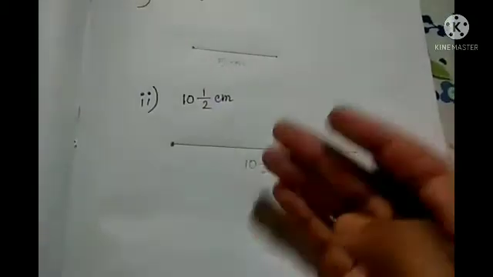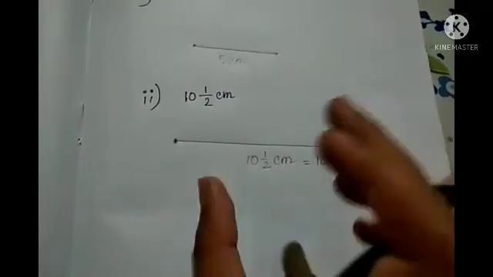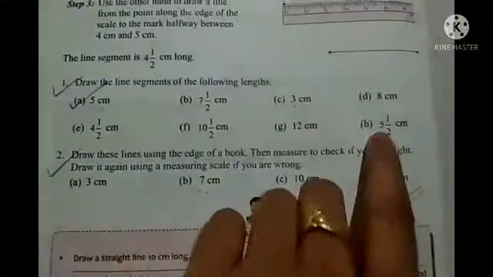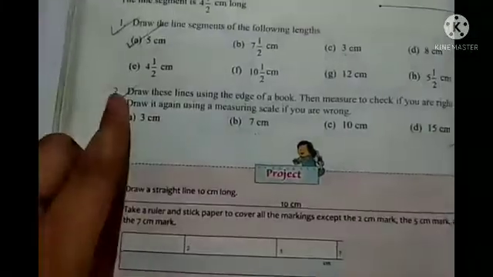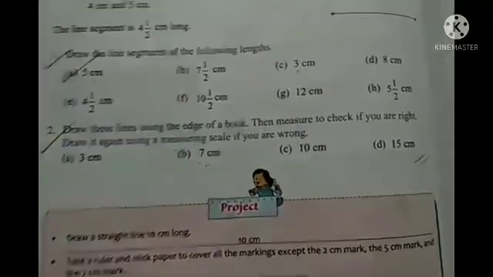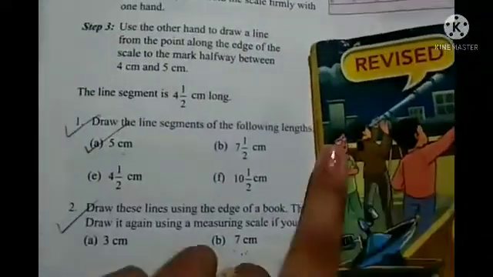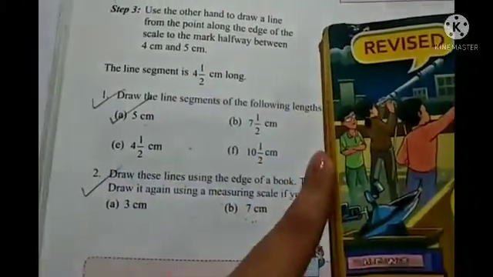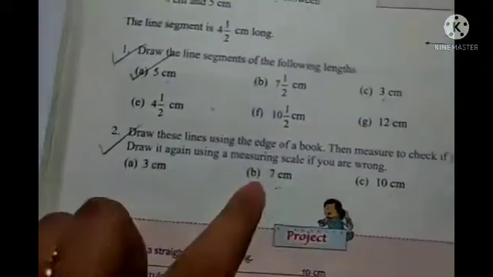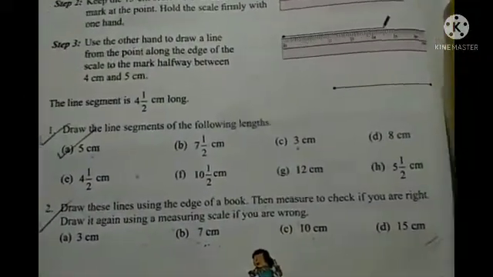Okay, so in page number 158, there are some questions given. These are some numbers given, so you have to draw by using the ruler. And here number 2 is given, draw these lines using the edge of a book. So any book you can take, and then you have to draw the lines. You can take any book, and with the help of the edge of the book you have to draw without a scale. You have to draw 3 centimeter, 7 centimeter, 10 centimeter and 15 centimeter.